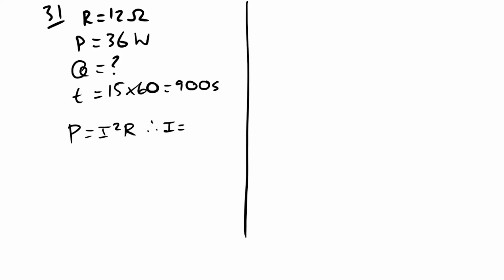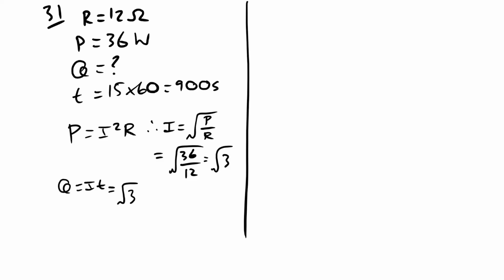Therefore, current is going to be equal to the square root of P over R. So it's the square root of 36 divided by 12, so square root of 3. And we know that Q is equal to IT. So we're just going to say, skipping a step, square root of 3 times 900. So we end up with 1,560 coulombs. So it looks like the answer is going to be B. Yeah, it's quite far off though. 1.6 kilocoulombs. Gosh, that's a lot, isn't it?